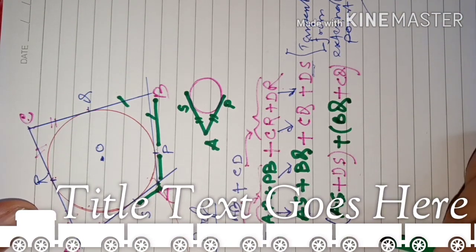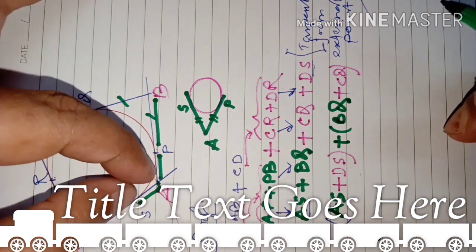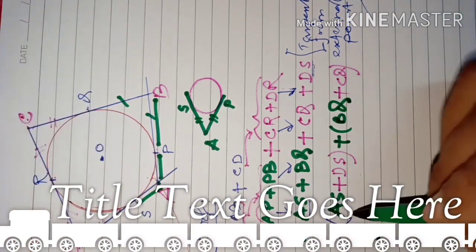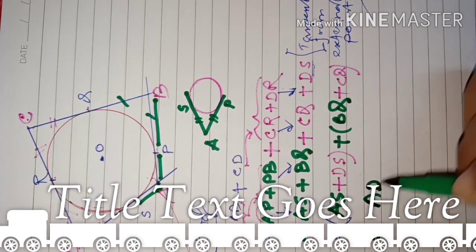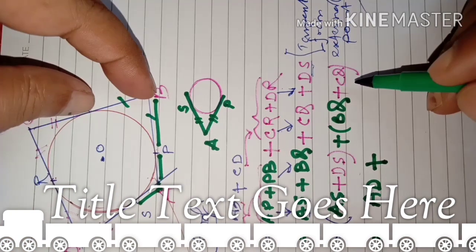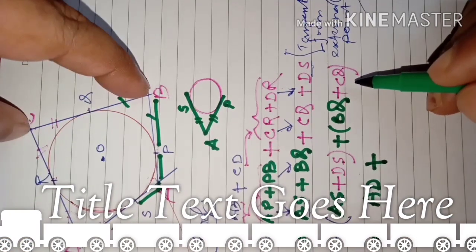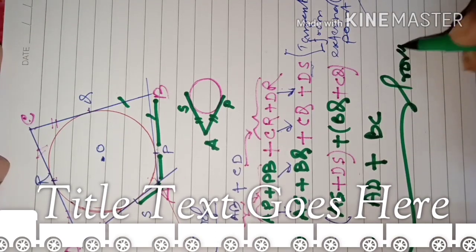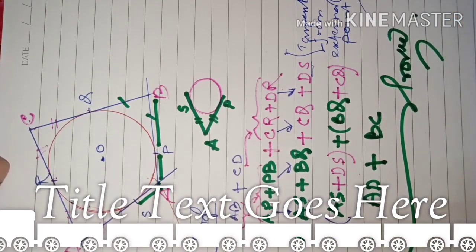Look at the diagram. AS plus DS. AS is this part and DS is this part. Together they make what? AD. So this whole thing makes AD. Plus BQ plus CQ. BQ is this portion, CQ is this portion. So that is equal to BC. So right here, BC. Hence done. Proved. This is your answer.